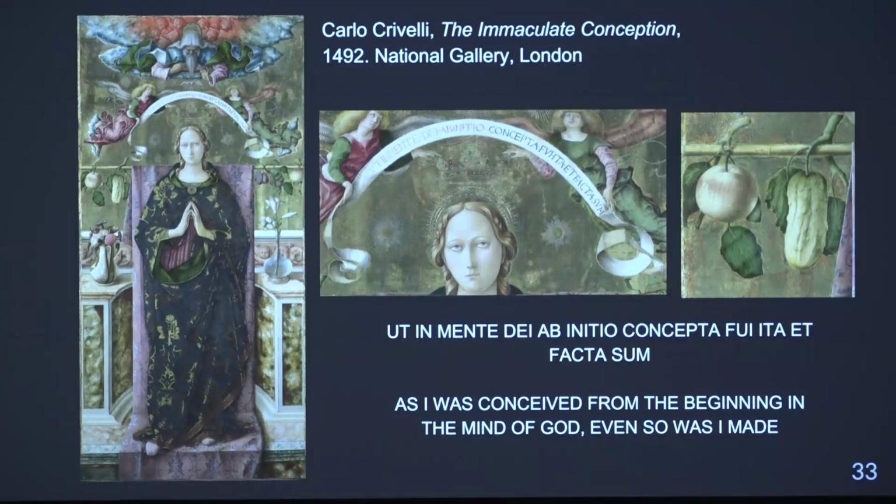Crivelli added an explanation, a written explanation. "As I was conceived from the beginning in the mind of God, even so was I made." I know it sounds a bit difficult, but that's the trick, meaning that's exactly what you can read in the book that Saint Benedict had in the triptych in the Frari, right? So it's showing the explanation. What I always wondered is, unless you're really close to the painting, you can't see it.